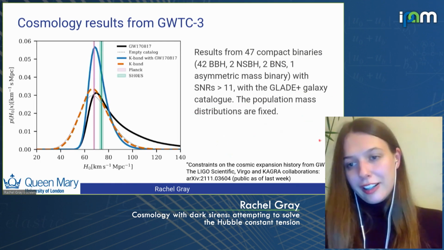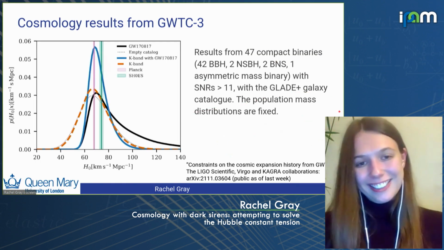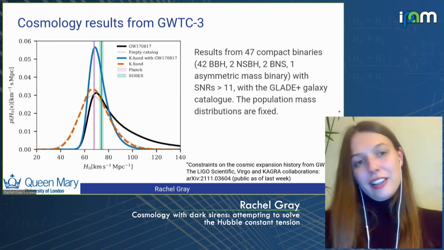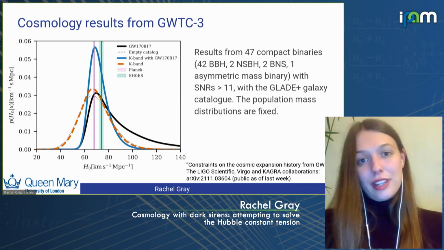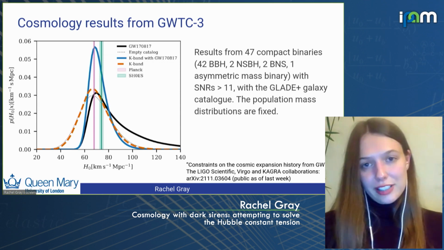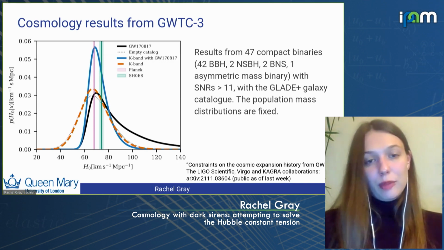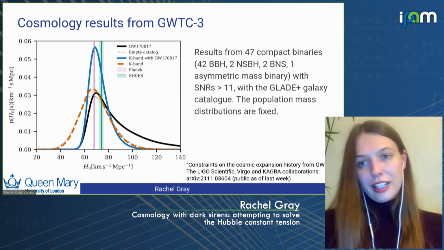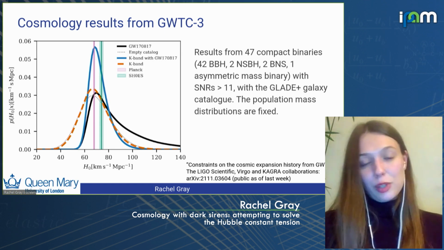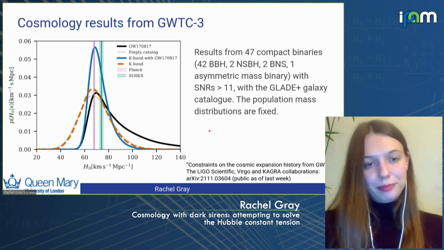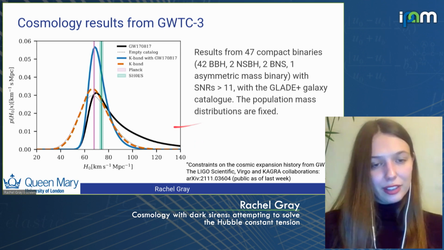But before I go on to the end, recently, last week, cosmology results came out for the third gravitational wave transient catalogue, which used the methods that I have described in my presentation today to make a measurement of the Hubble constant. So this is one of the main results from that paper. I can encourage you to go and have a look.